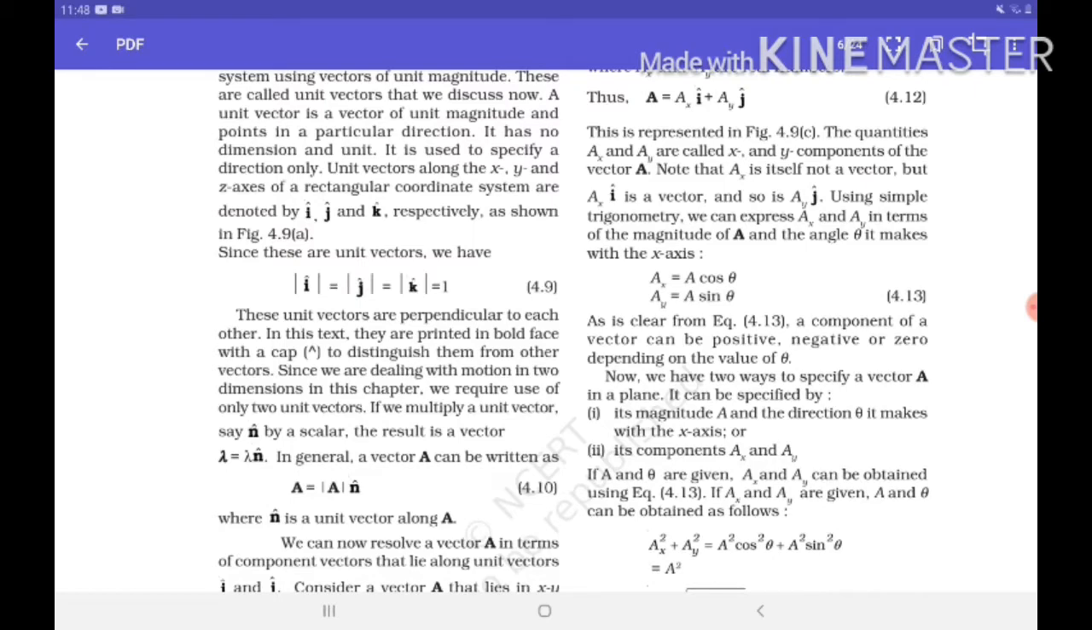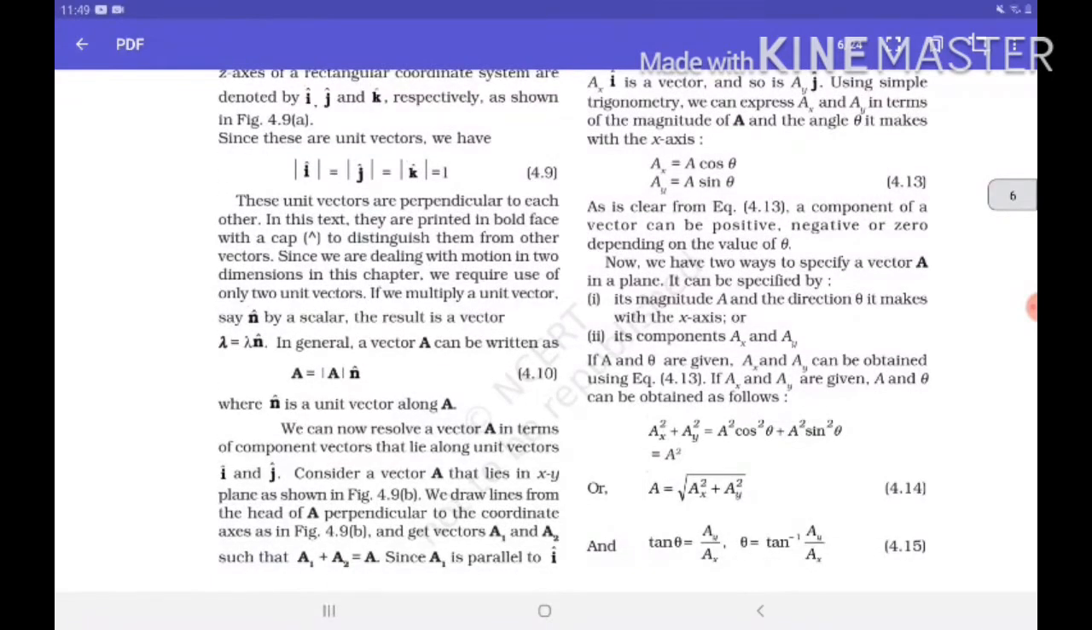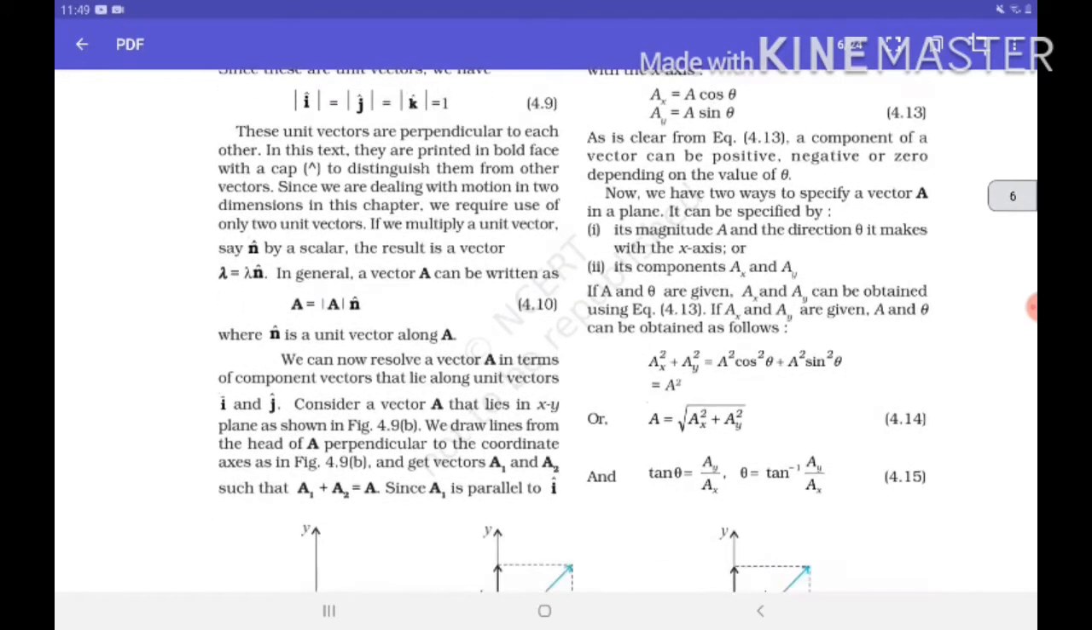Since we are dealing with motion in two dimensions in this chapter, we require the use of only two unit vectors. If we multiply a unit vector, say n cap, by a scalar λ, the result is a vector: λ times n cap. In general, a vector A can be written as A = |A| n cap, where n cap is a unit vector along A.